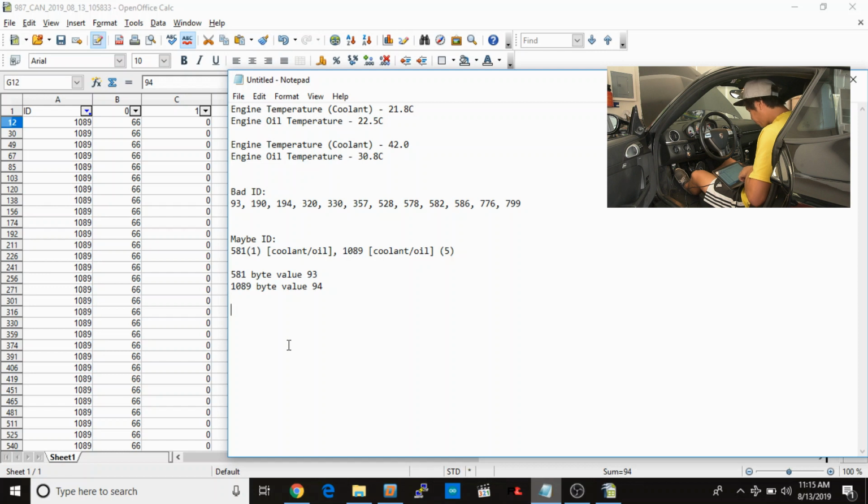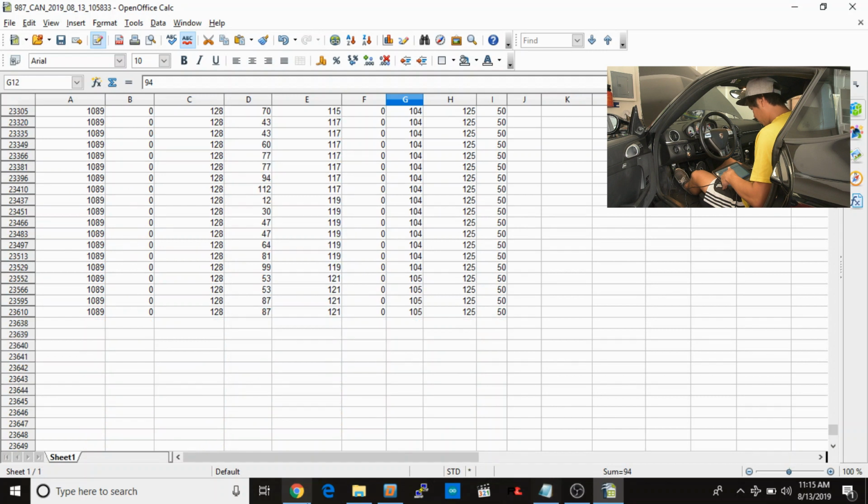So let's see. How do I know which is which? Now, we're working on the theory here that the formula is the same, and there's really no reason for them to use two different formulas. So we know that coolant temperature got to a higher value first than engine oil. So if I look at 1089, the highest value it got to was 105, right before I turned it off.